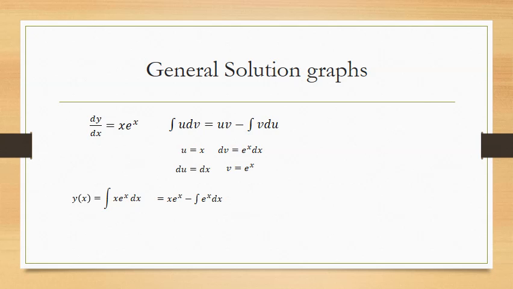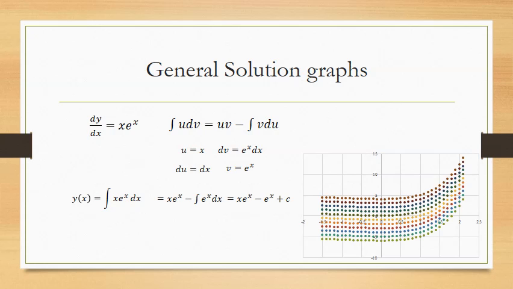And now I just have to do an additional integral of e^x. But we know what that is. That's just e^x. So I get this general solution where I get a constant of integration. And if I select any value for that constant of integration, I get another family of solutions.